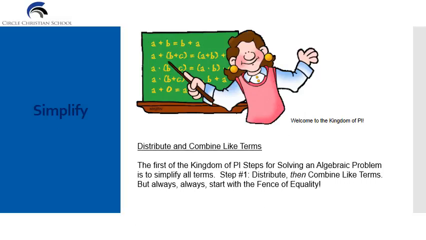Simplify, distribute, and combine like terms. The first of the Kingdom of Pi steps for solving an algebraic problem is to simplify all the terms. It is step 1, distribute, then combine like terms, but always start with the fence of equality.